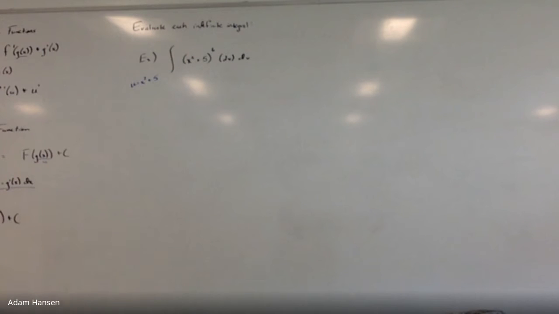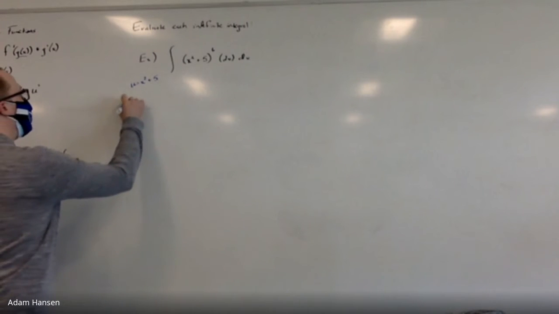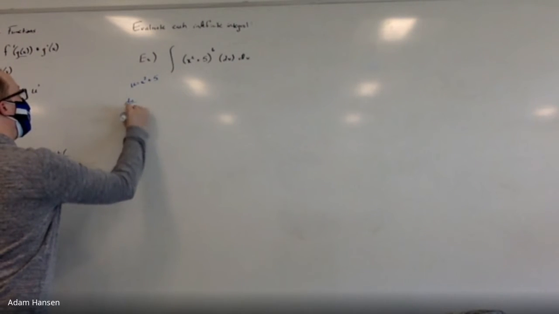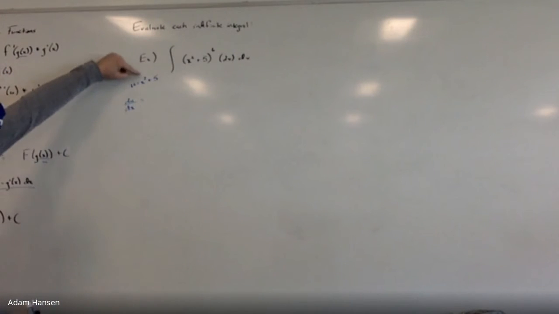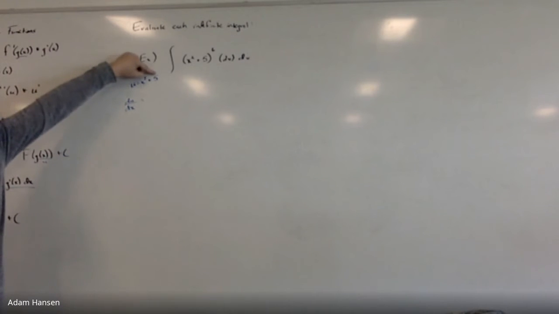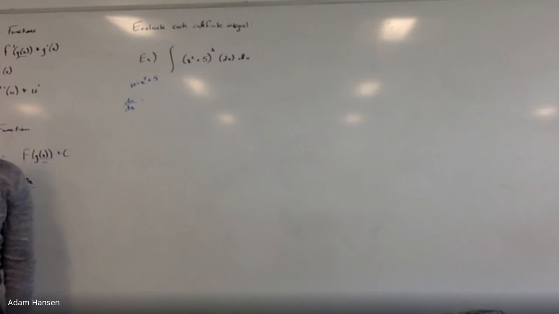The rest of my substitution is done by finding du. du is notation for the derivative of u with respect to x, du dx. Take the derivative of u with respect to x. So if function u is given by x squared plus 5, du dx would be the derivative of x squared plus 5 with respect to x. What's the derivative of x squared plus 5?